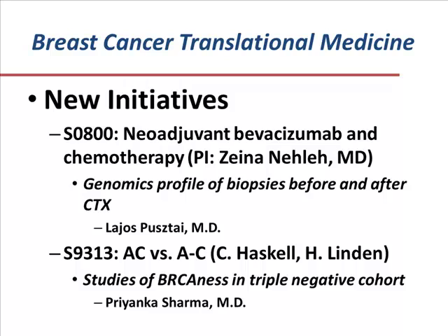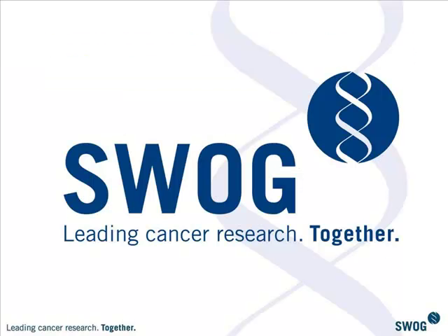And in S9313, an older trial of adjuvant AC versus adjuvant AC, don't ask. Yes, we did do that trial. In the old days, we thought that sequential single chemotherapy would be better than combination chemotherapy. Turns out the 2 arms are identical, but we have tissues on all these, and Priyanka Sharma has done a great job of leading a number of investigators to study BRCA-ness, not unlike P53-ness, in the triple negative cohort for that. That's also been sent to the federal government for review, and we're also waiting for the federal government to reorganize.